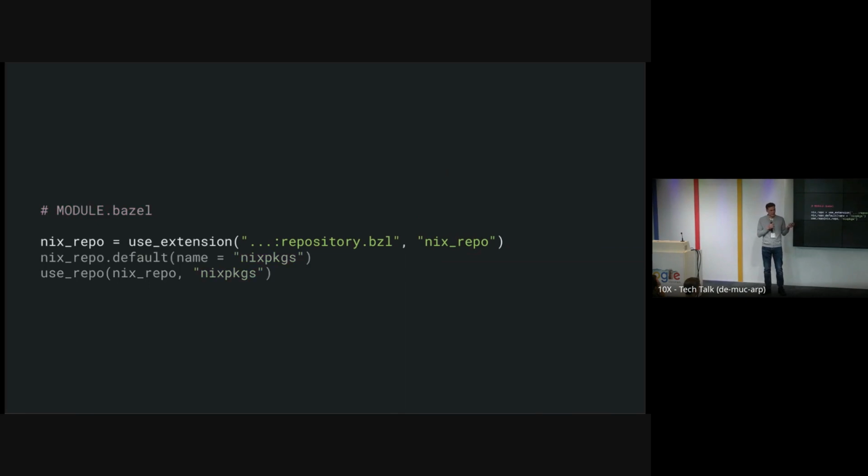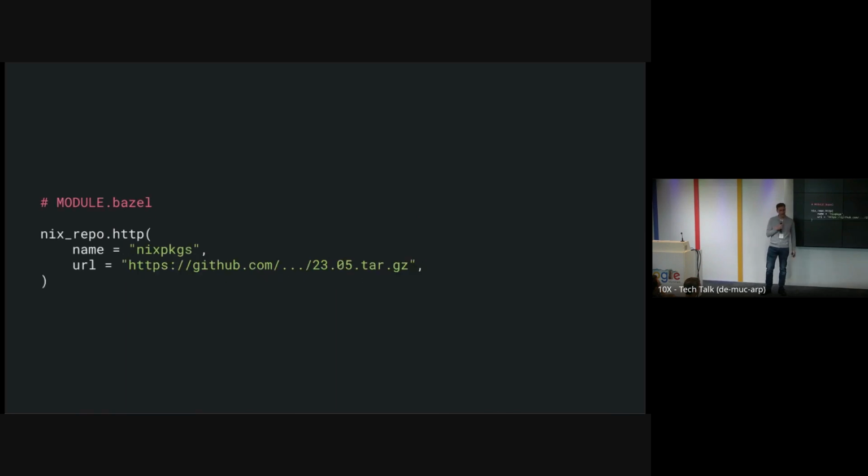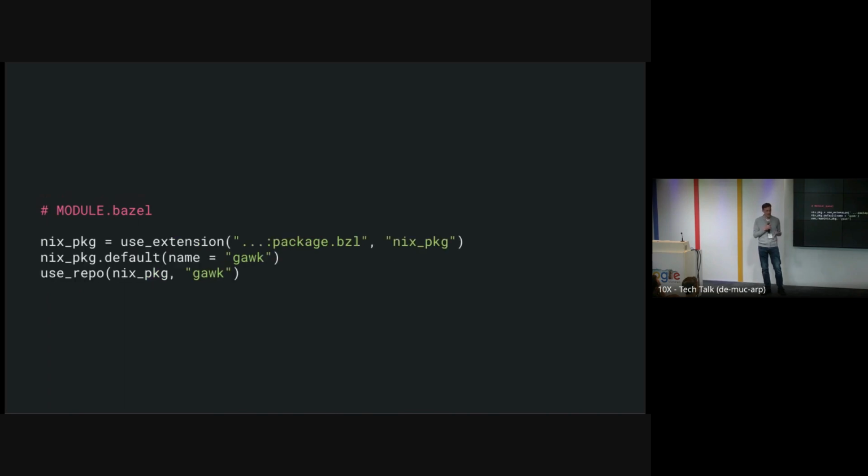And what does this look like in code? You import the module extension nix_repo for repositories. You say, I just want the globally resolved nixpkgs repo version, and you import the repo to get access to the label. And if you want to do an override, there are override tags. So you can say in your project, I actually want a different version like 2305, and then you use the HTTP tag, for example, to download that. But that is only allowed in the root or core module.